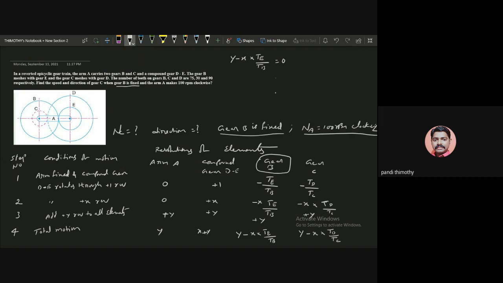And condition number 2, arm A makes 100 RPM clockwise. It means I have to go for arm A. The total motion of arm A is y. So y is equal to 100 RPM. Clockwise I have taken as negative. If it is anti-clockwise, positive; clockwise, negative. So y is equal to minus 100.